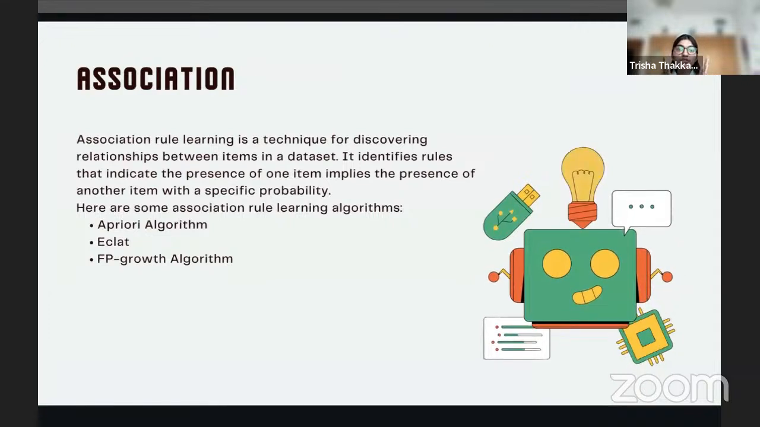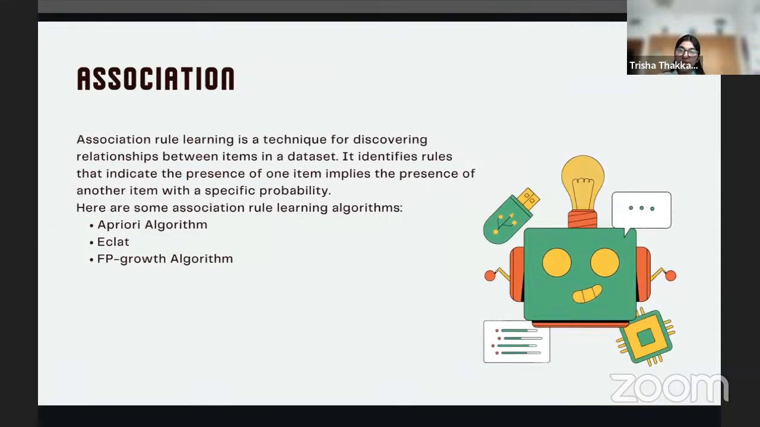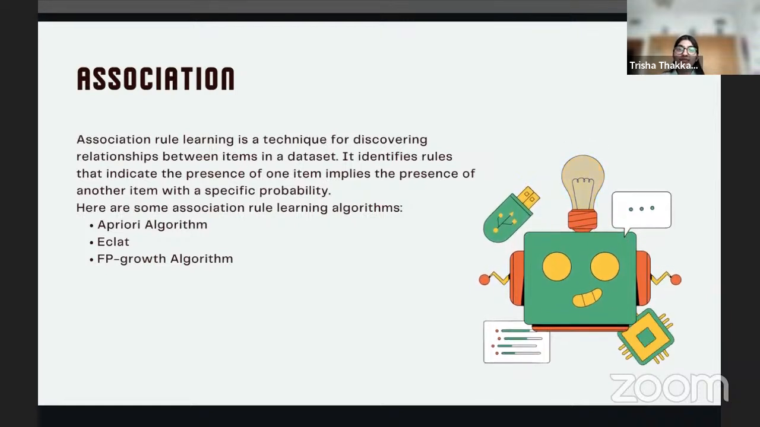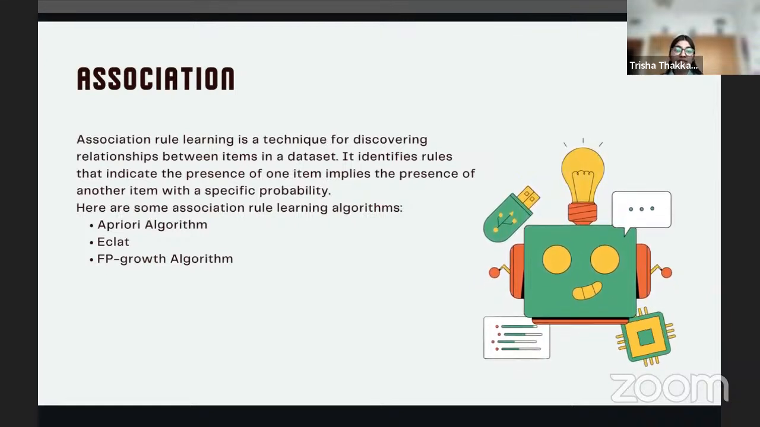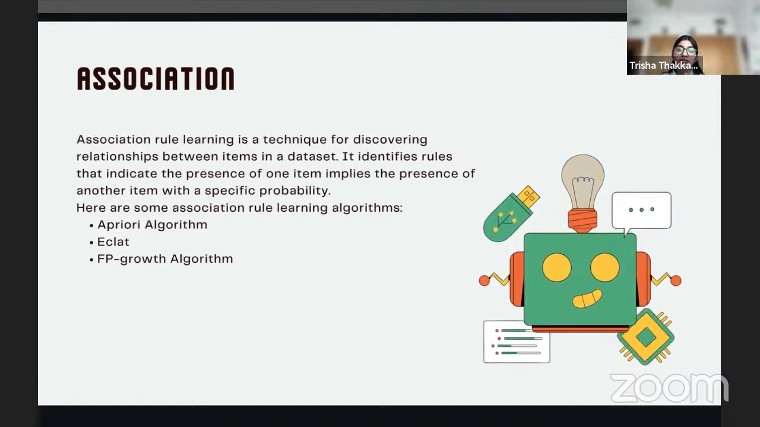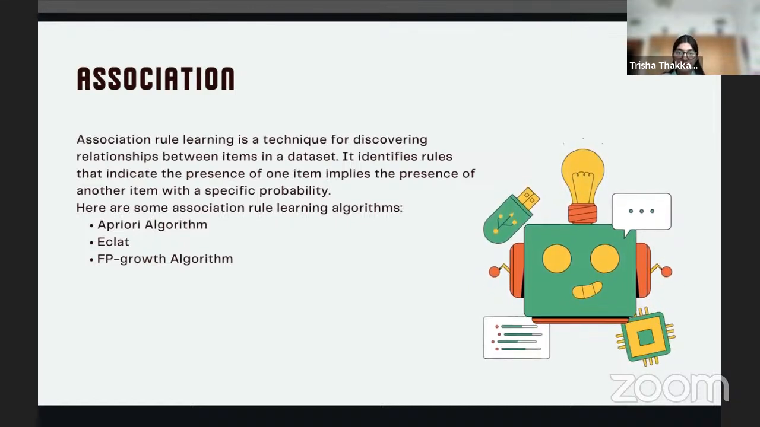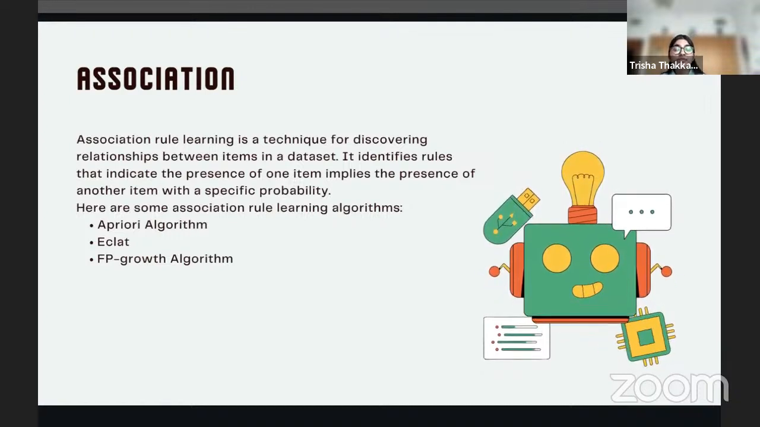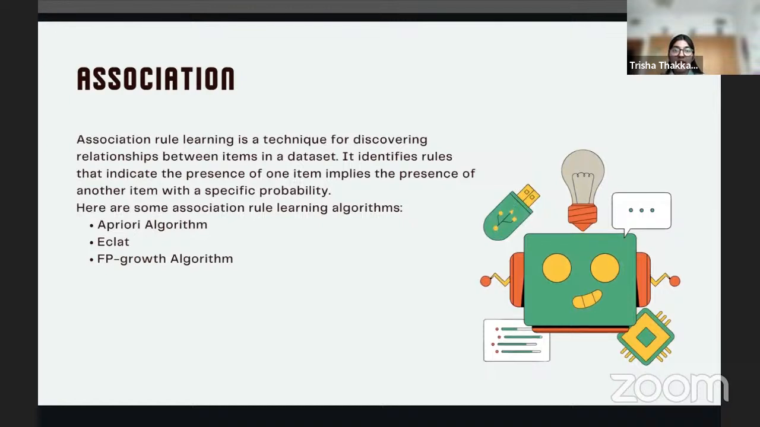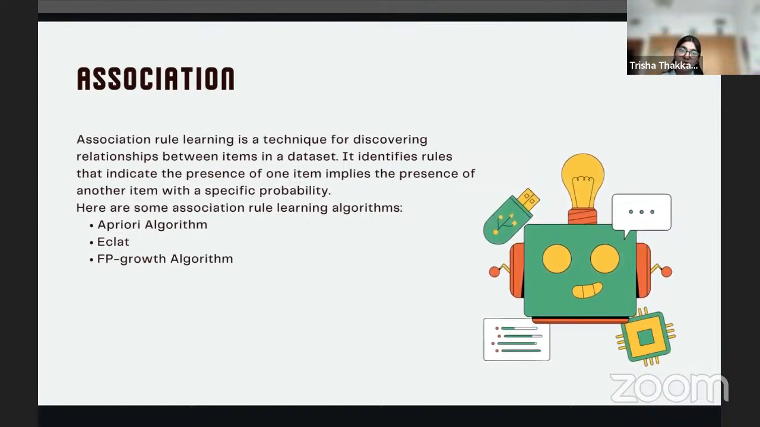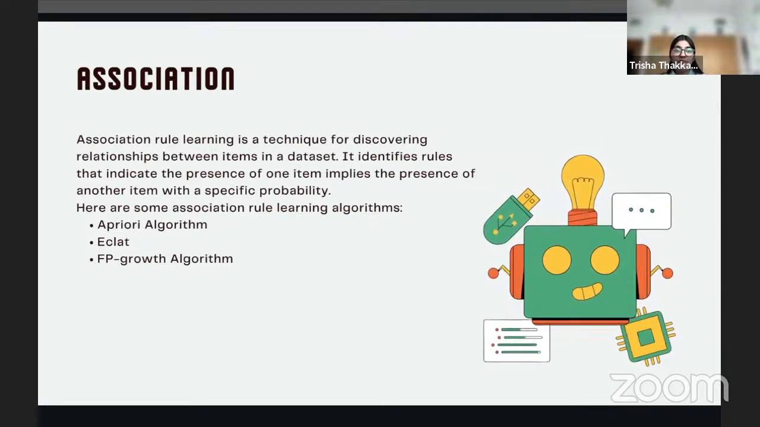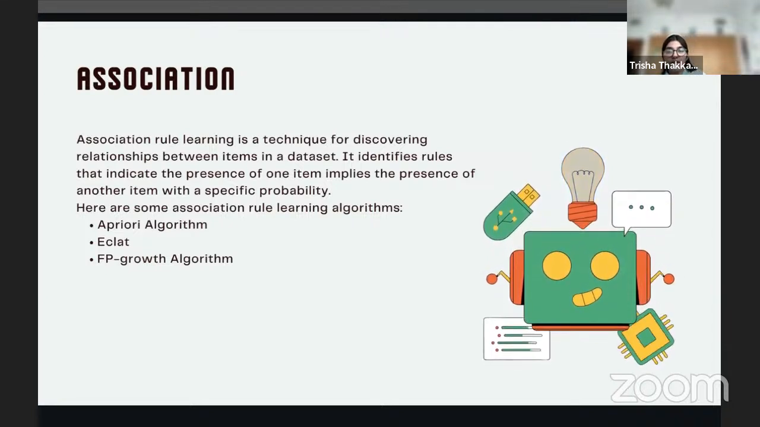Association. Association rule learning is a technique of discovering relationships between items in a dataset. It identifies the rules and it indicates the presence of one item implies the presence of another item with a specific probability. And so now the examples of this would be Apriori algorithm, ECLAT, FP growth algorithm, etc.